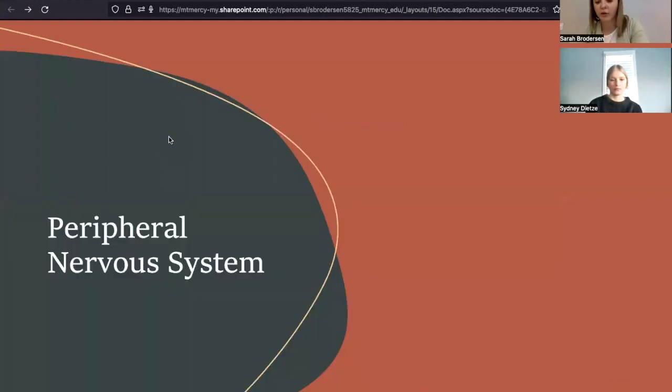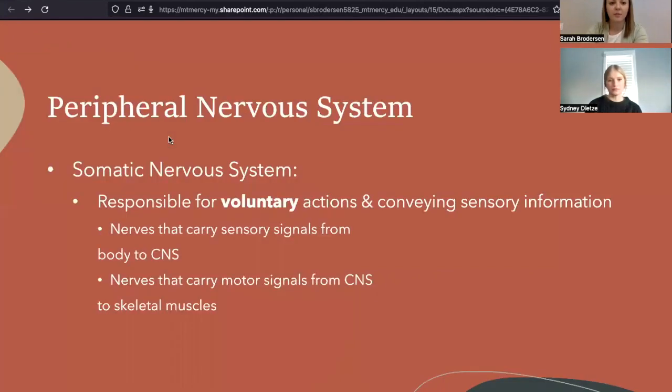So the peripheral nervous system is another part of the neurological system. The peripheral nervous system is separated into the somatic and autonomic systems. The somatic is in charge of voluntary actions and conveying sensory information. This is in charge of nerves that carry sensory signals from the body to the central nervous system. And it also has nerves that carry motor signals from the central nervous system to the skeletal muscles.